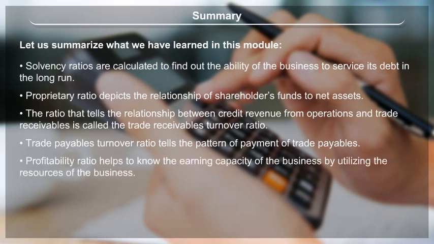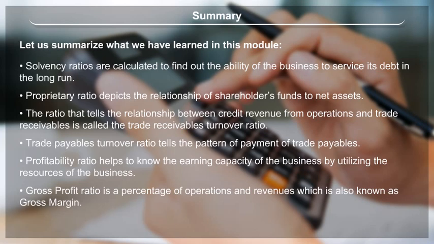Profitability ratio helps to know the earning capacity of the business by utilizing the resources of the business. Gross profit ratio is a percentage of operations and revenues, which is also known as gross margin.